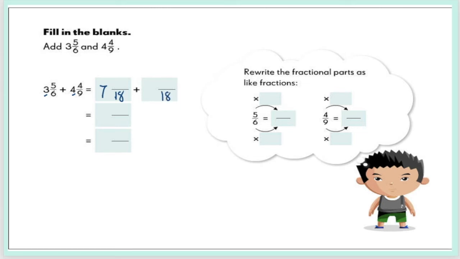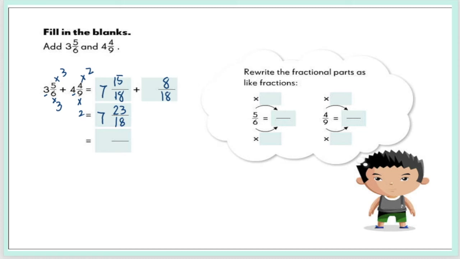So 6 became 18 because we multiplied this by 3. So let's do the same thing for the numerator. 5 times 3 is 15. 9 times 2 is 18. So we'll also multiply 4 times 2 will give us 8. Our fractional parts are already like fractions, so let's add them. We have a 7 here for the whole number. 15 plus 8 is equal to 23, and then we'll retain the denominator of 18.